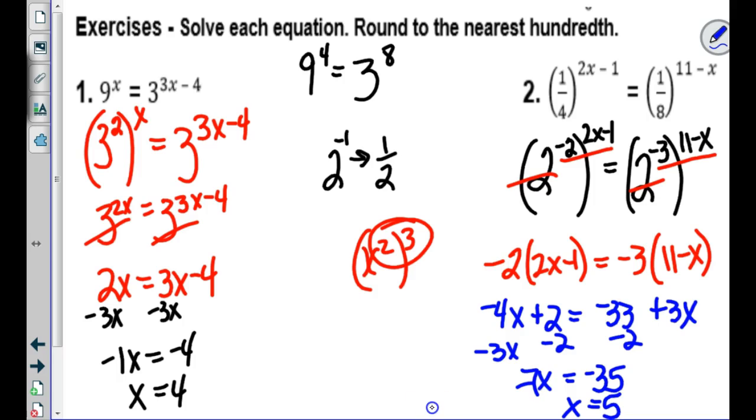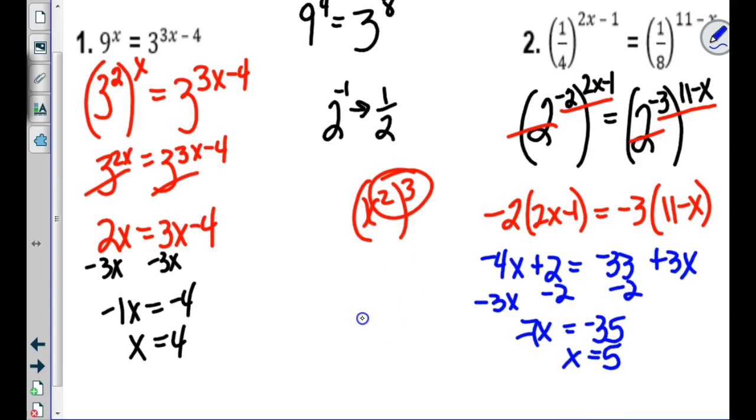I got positive 5. Did anybody else get positive 5 eventually? Anyone need help because they're not getting a positive 5? Did I do something wrong? We're good? Okay.